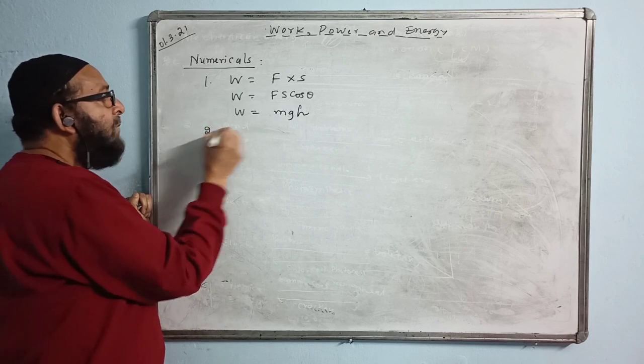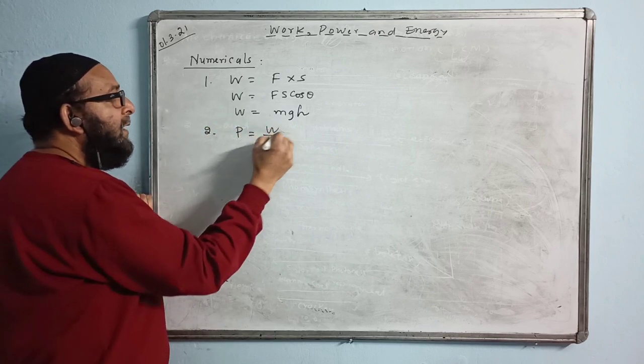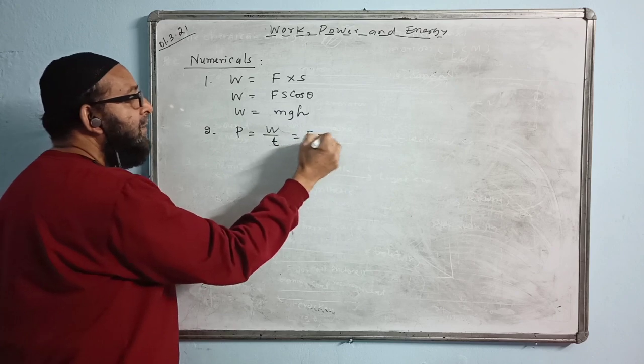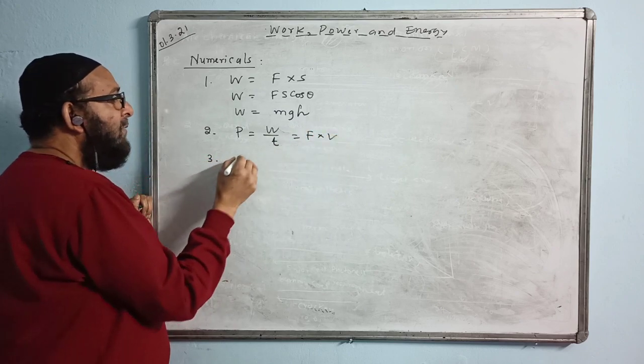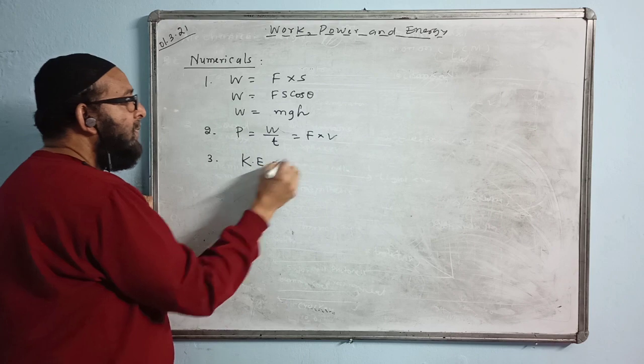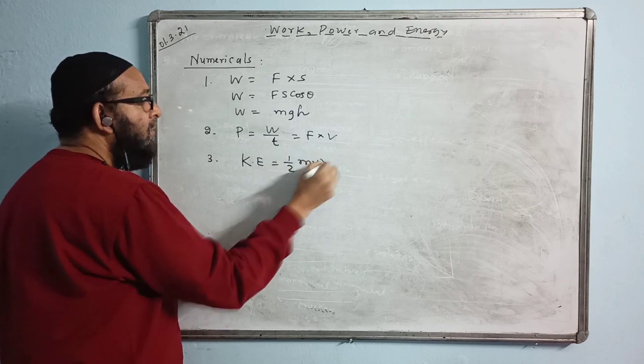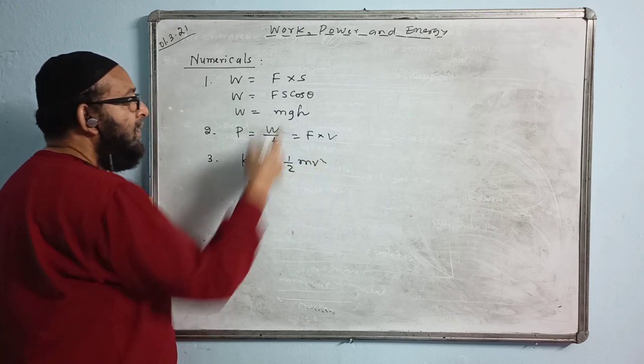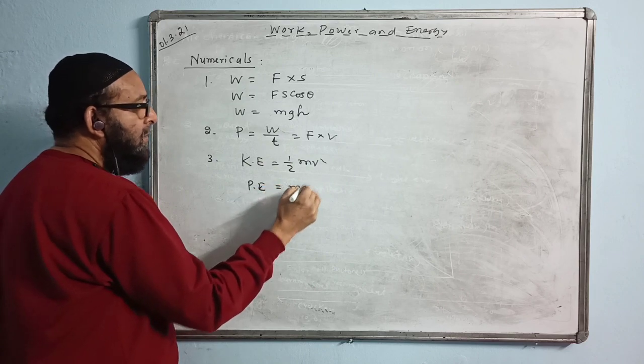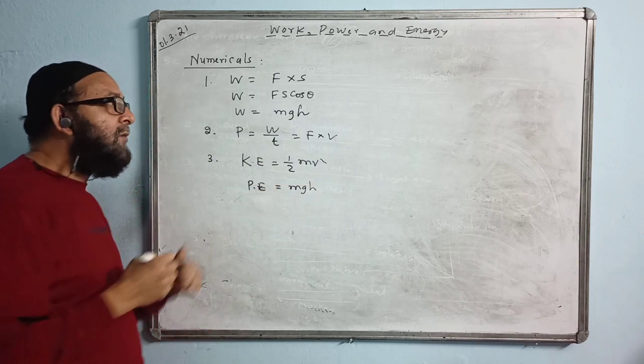The second formula is power. Power formula we have work upon time or F into V. Third formula we have kinetic energy. Kinetic energy formula is half mv square. And potential energy formula is the same, mgh. So these are the formulas here.